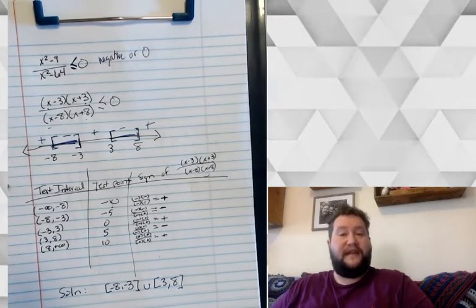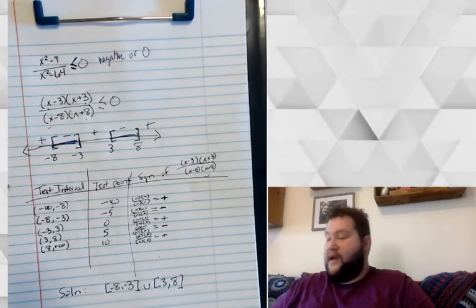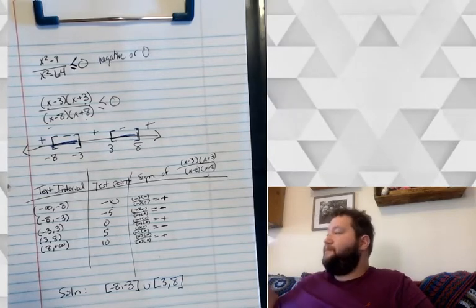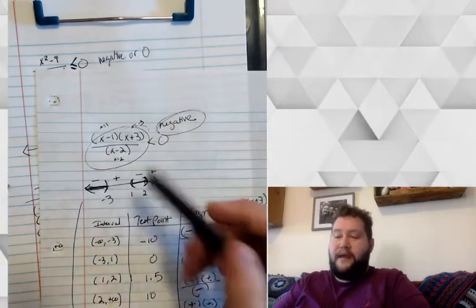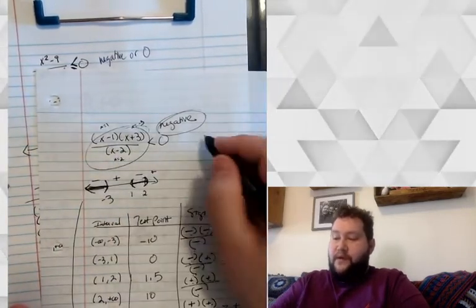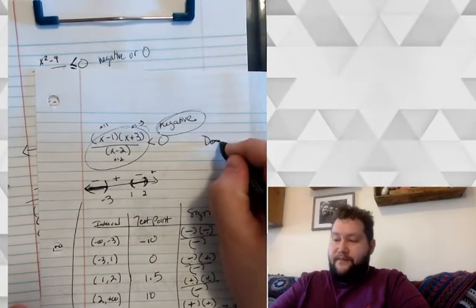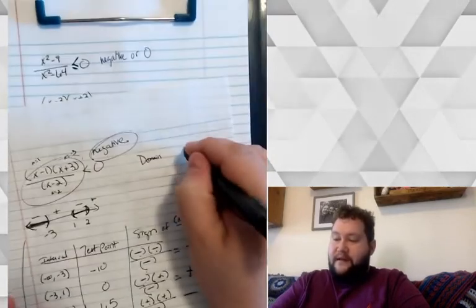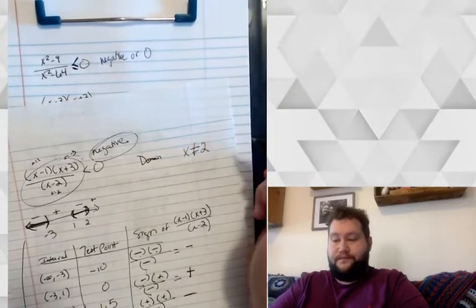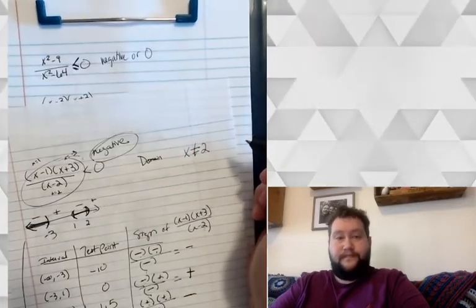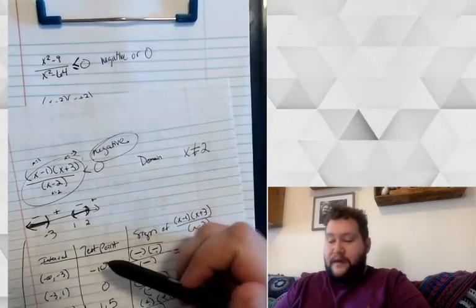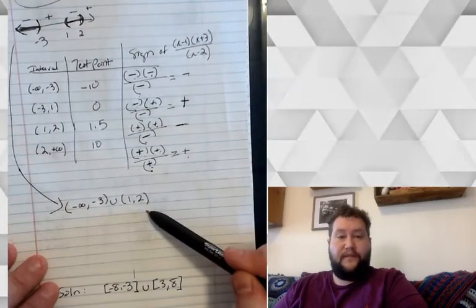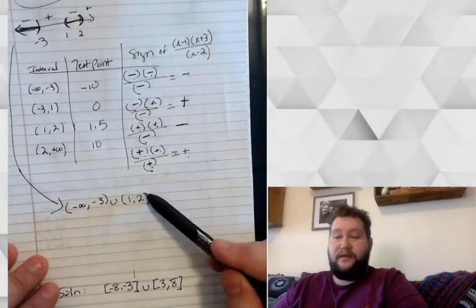And now that I've said that summary, I want us to go back and look at something. Our domain is as long as x doesn't equal 2, because if x equals 2, the denominator is 0 and it's undefined. So we need to check, did we include a 2 in our final answer? We didn't. The 2 wasn't included because it couldn't be equal.